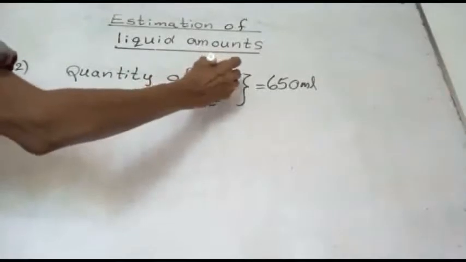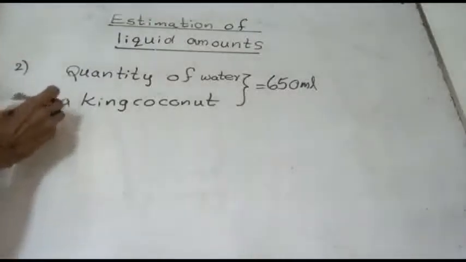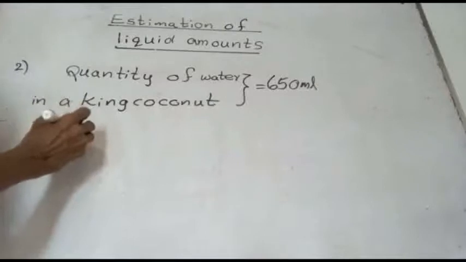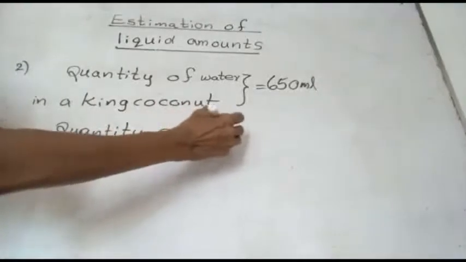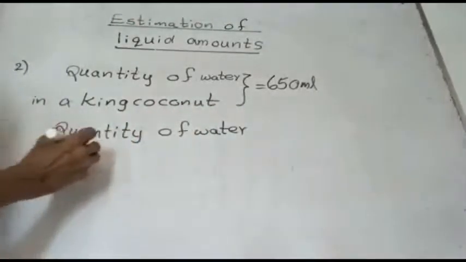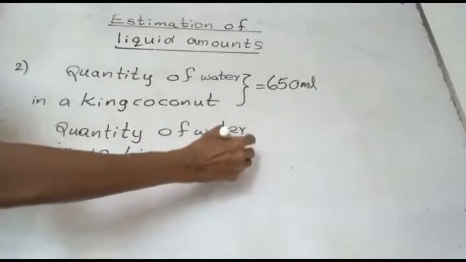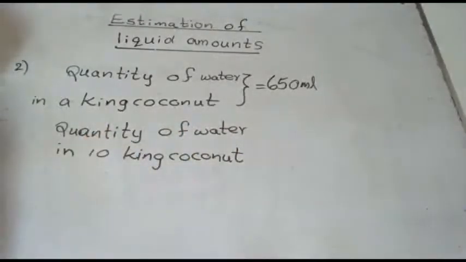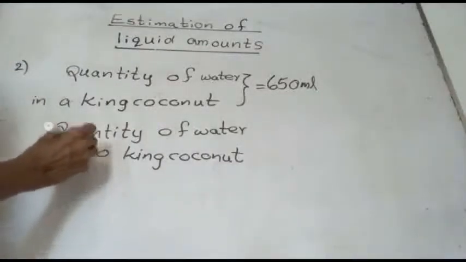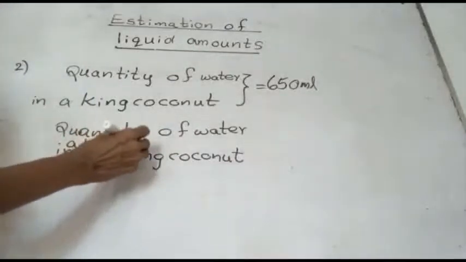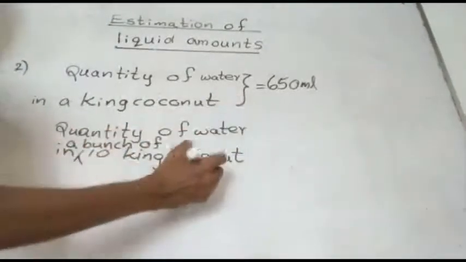Quantity of water in 10 king coconuts, in a bunch of 10 fruits.